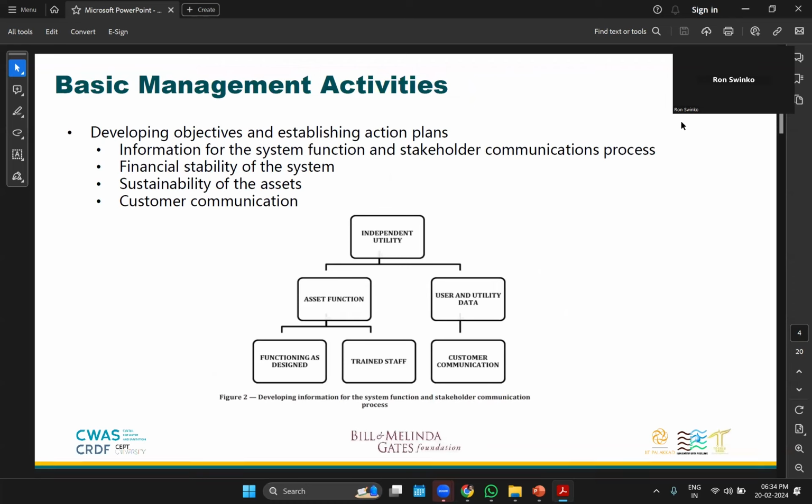Figure 2 shows the flow of information and the different aspects of the guidelines as they were developed. So the information for system function and stakeholder communications process is included, as well as aspects of determining the financial stability of the system, maintaining the sustainability of the assets, which is critical for long-term useful life, and customer communications. The objectives and strategies and processes of the system and users should be identified so that we ensure all human waste and wastewater is properly treated, and that any disposal and effluent discharge meets the expected requirements. The next slide, please.